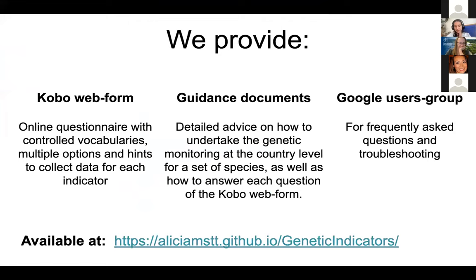This can be seen already in the link below, which my colleagues will share in the chat. We created a web form. This is an online questionnaire that has controlled vocabularies, multiple options that you can click, and little hints that allow you to collect data for each indicator for each species. We also created a set of guidance documents that give detailed advice on how to fill the form, but also how to undertake the genetic monitoring at the country level. For instance, how to choose your species list. And we also created a Google users group for frequently asked questions regarding the two previous points.